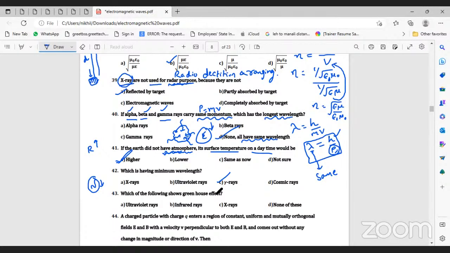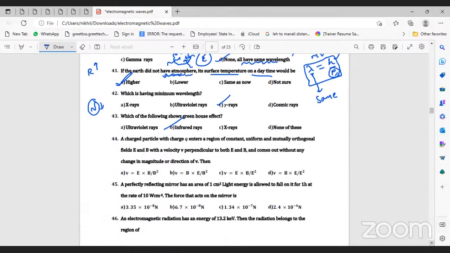Which of the following shows the greenhouse effect? IR rays, infrared rays.